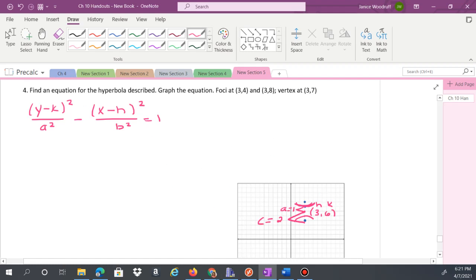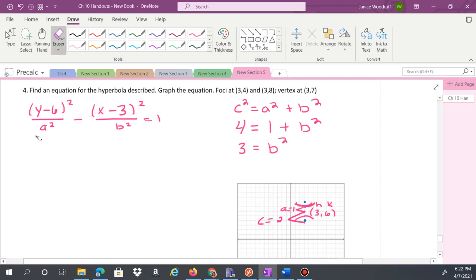So you have your h and k of 3, 6. So I'm going to go ahead and put this in. So my k is 6. My h is 3. Okay, and then let's see, c squared equals a squared plus b squared. So c is 2, so 2 squared is 4. a is 1, 1 squared is 1. So it looks like b squared is 3.